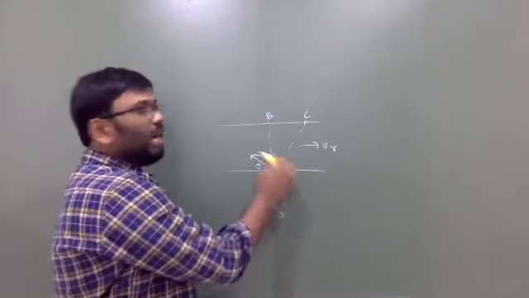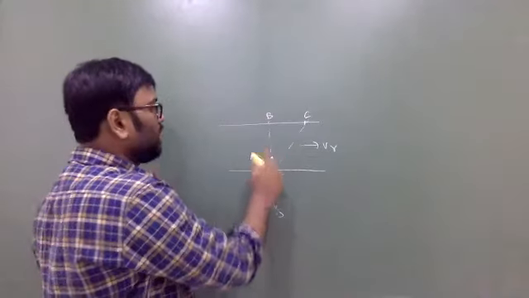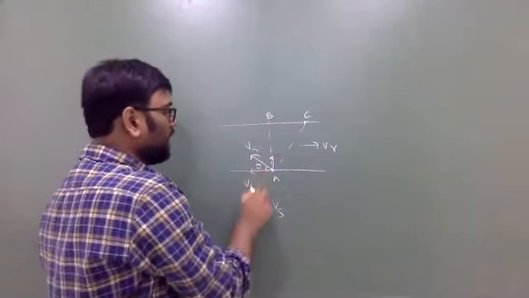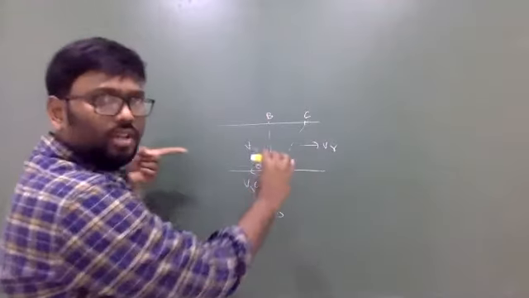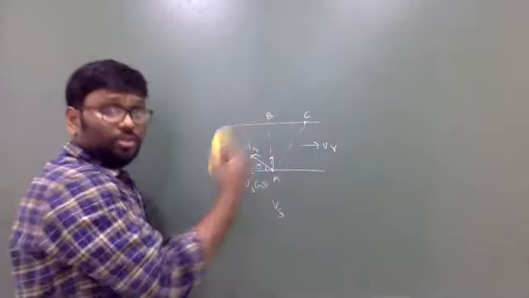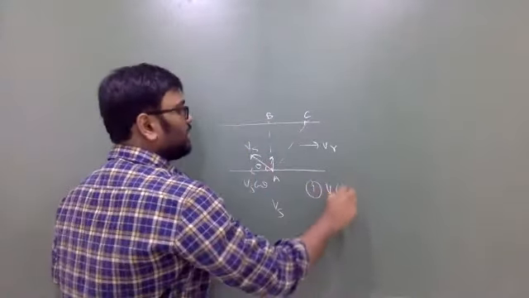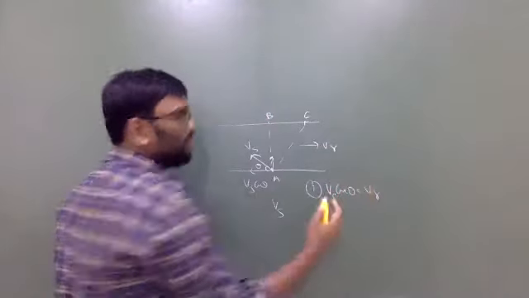Then some part of the component of the velocity is used to cancel the river velocity, right? The component Vs is this way, no? Vs cos theta will cancel Vr. Vs sin theta is used to cross the river. So the first condition is Vs cos theta is equal to Vr to reach the point B.